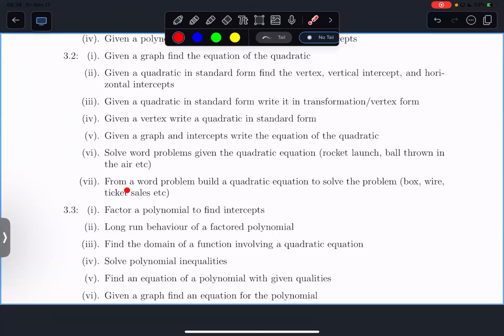Or do you want to level up? From a word problem, build a quadratic equation. Yeah, exactly. Box, wire, ticket sales, whatever are those examples. How about, we'll only do one of these. Which one do you want? Probably solve one. This one, where I give you the equation and you don't have to make the equation. To me, they're relatively equivalent. Go easy on you.